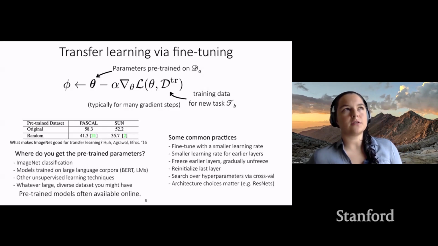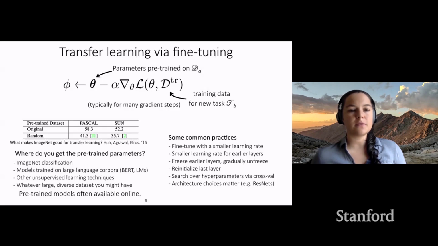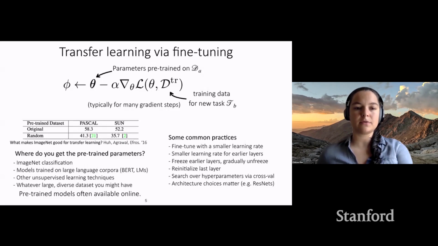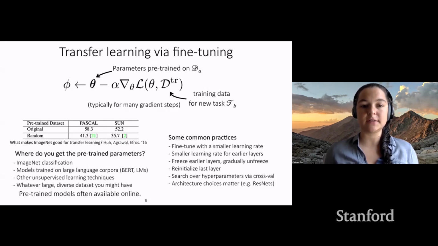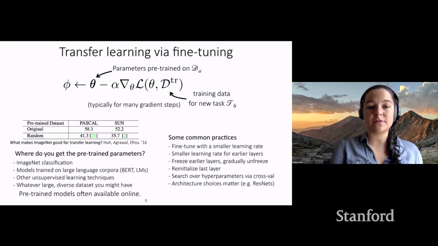No, that's a good question. It's possible that the network parameters themselves will just generalize to a new setting if your target task is close enough to the task that you pre-trained on.